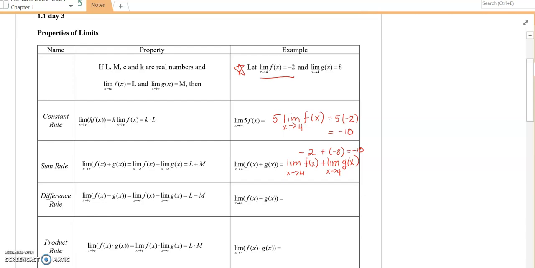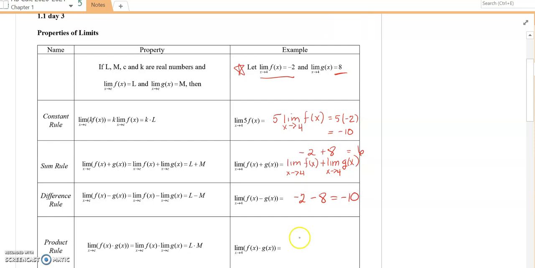Please try the example for the difference rule. I have a mistake here. I'm not wearing my glasses, and I read this limit wrong. This is 8, and this is 6. So there we go. Therefore, with your difference rule, you will get -10.